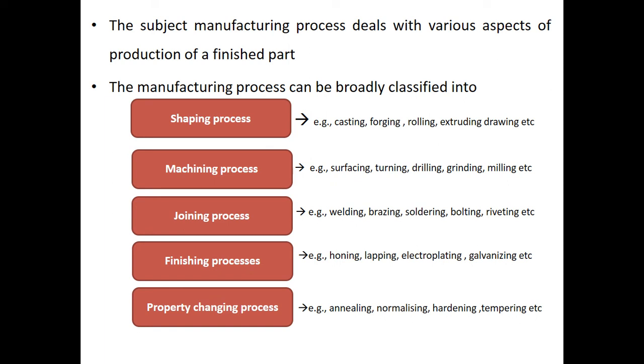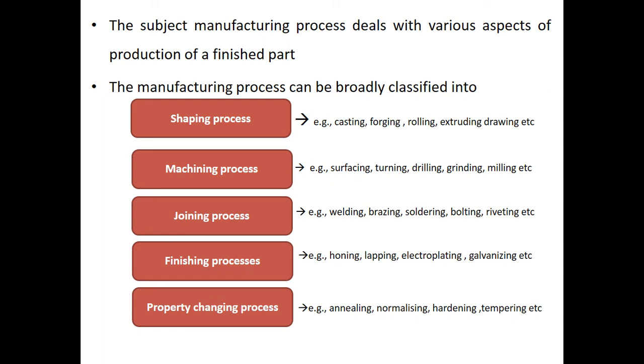So these are the processes in which the shape and size of the material or metal is changed by removing the material from the unwanted portions of the workpiece. In the earlier shaping process, you are not removing material, but you are changing the shape and size. In the machining process, you are changing the size and shape by removing metal from the unwanted portion of the workpiece. Usually, as is very clear, these are carried out after the shaping process. The common processes which fall under this category are surfacing, turning, drilling, grinding, milling.